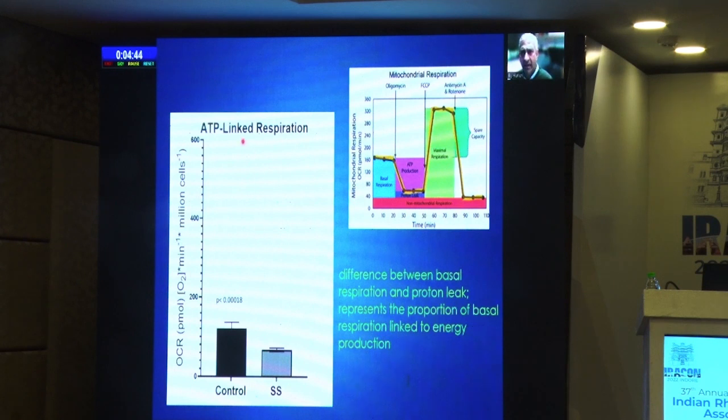This slide shows the ATP-linked respiration, which is the difference between the basal respiration and the proton leak. It represents the proportion of basal respiration linked to energy production. It can be seen that the ATP-linked respiration is significantly lower in the Sjogren's subjects compared to control.